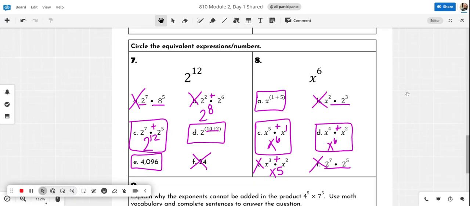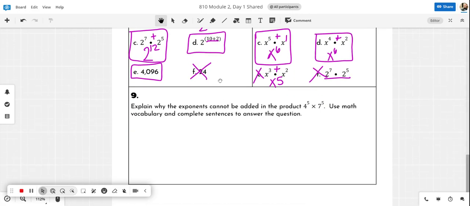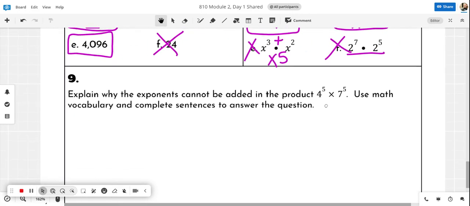Okay, we are just about done here. This last part right here. Explain why the exponents cannot be added in the product 4 to the 5th times 7 to the 5th. Use math, vocabulary, and complete sentences to answer the question. So taking a look, what is wrong with this? Why can we not combine and add those exponents? Hopefully you notice right away the reason we cannot.